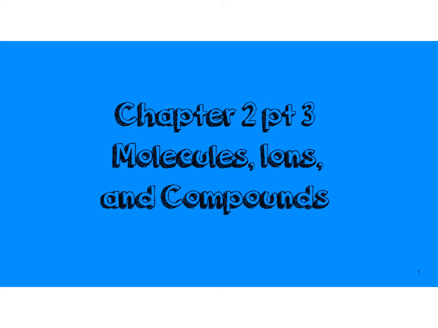Chapter 2, Part 3: Molecules, Ions, and Compounds. In here, we're going to start to talk about different types of molecules and what this means. Elements aren't often found alone. We have 118 elements right now, and they create molecules and compounds.